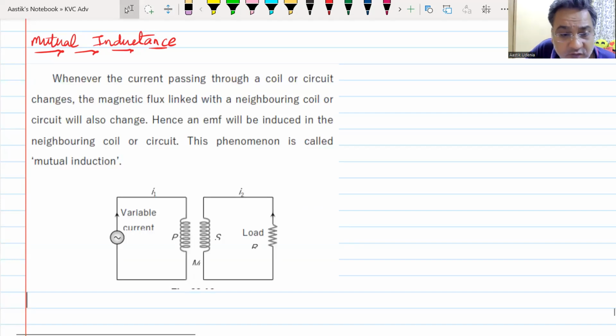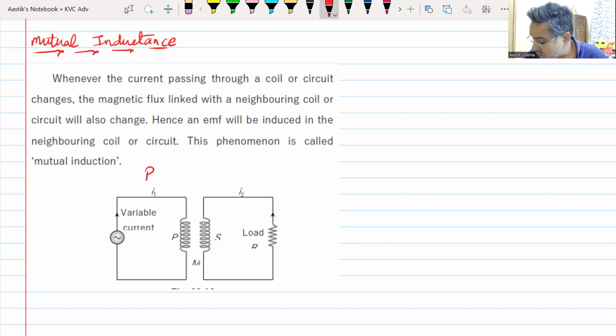Okay, now instead of one coil, I have 2 coils. You can call the first coil as coil number 1 and the second coil as coil number 2, or you can call the first coil as primary and the second coil as secondary.